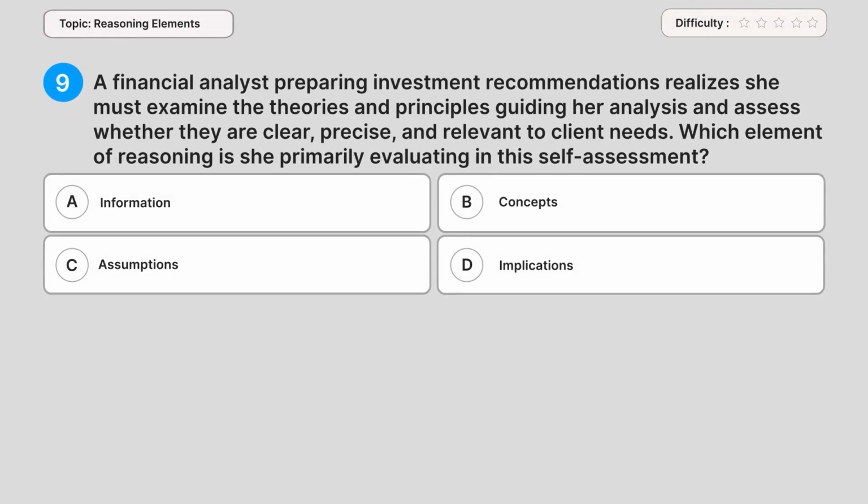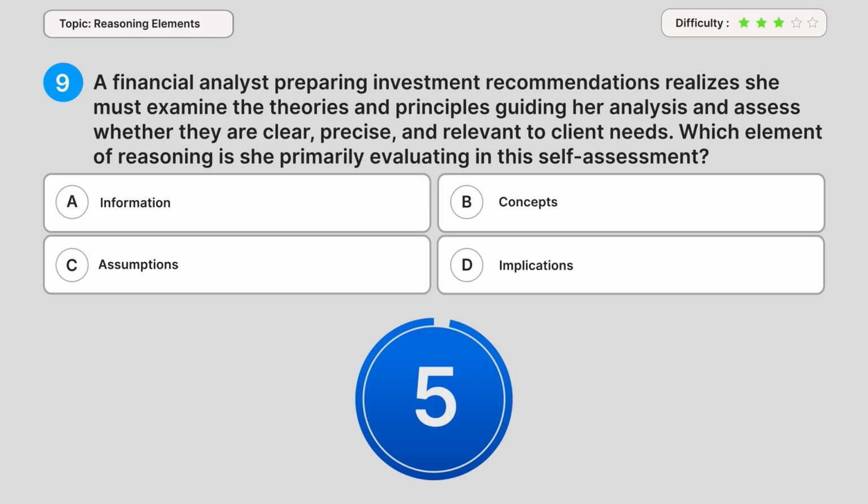9. A financial analyst preparing investment recommendations realizes she must examine the theories and principles guiding her analysis and assess whether they are clear, precise, and relevant to client needs. Which element of reasoning is she primarily evaluating in this self-assessment? A. Information. B. Concepts. C. Assumptions. D. Implications. Can you guess the answer?